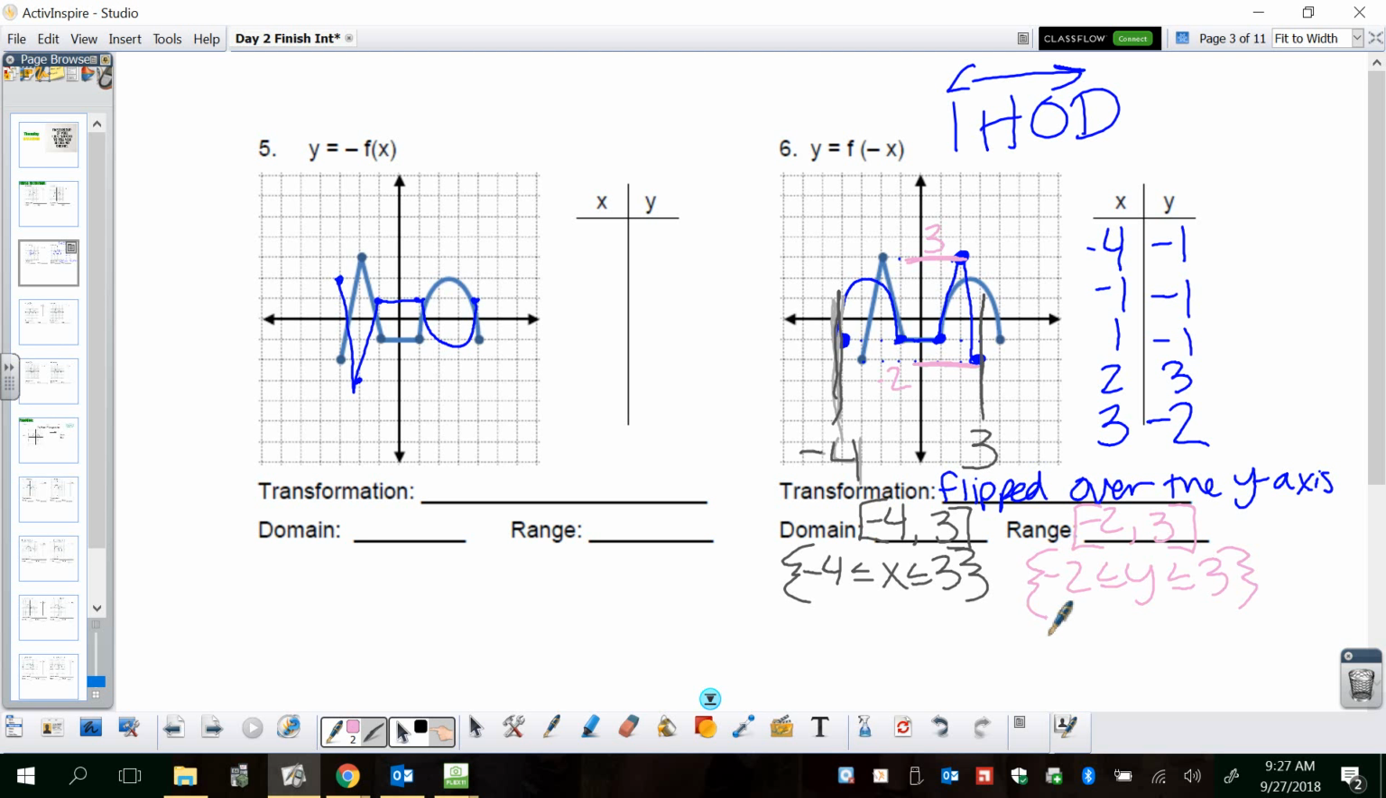Is that color hard to see? Yes. No, it'll specify on the next page which one to do. So remember, this top one, this is interval notation, while this is set notation. Okay.